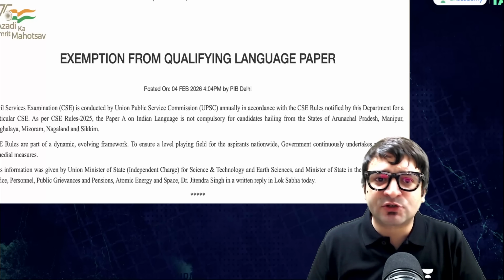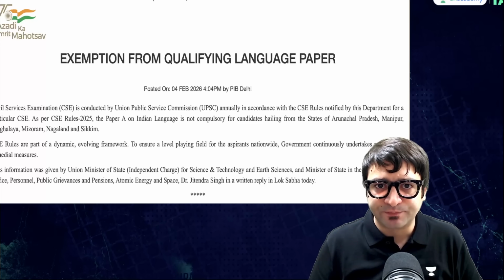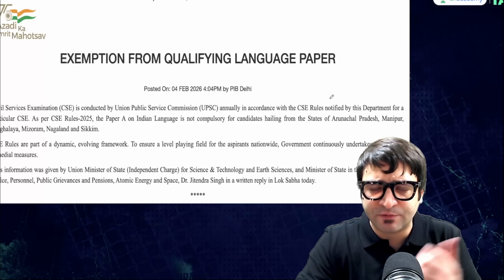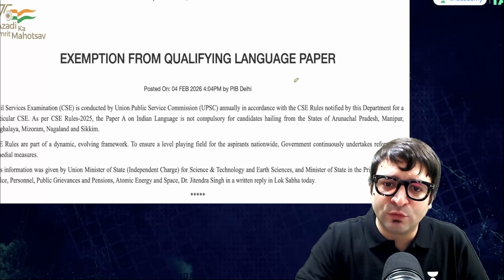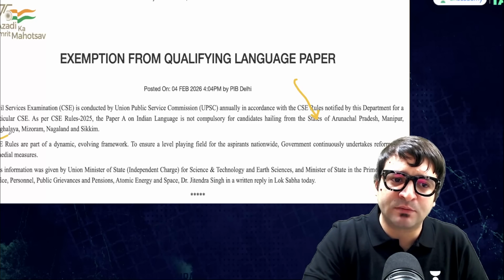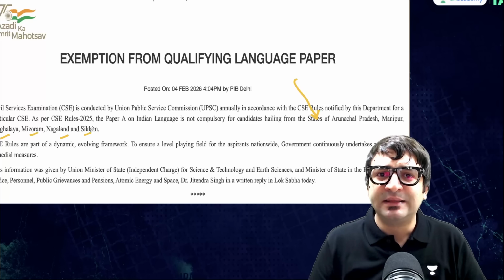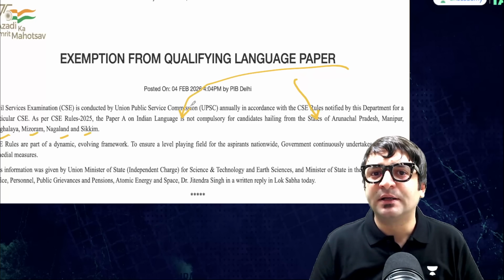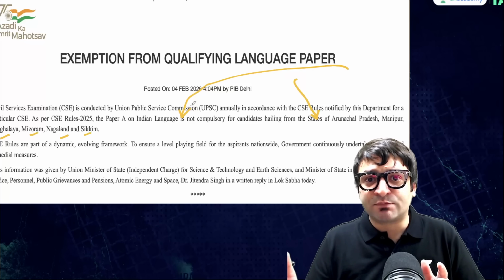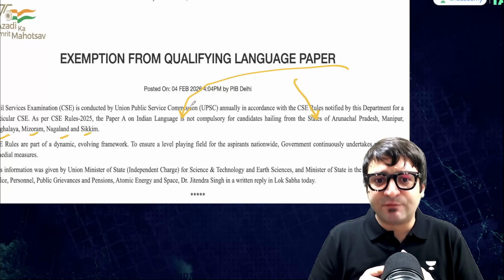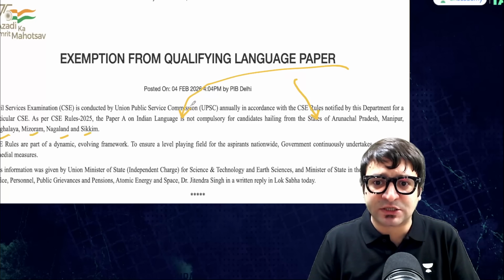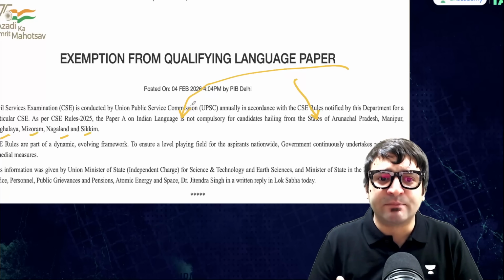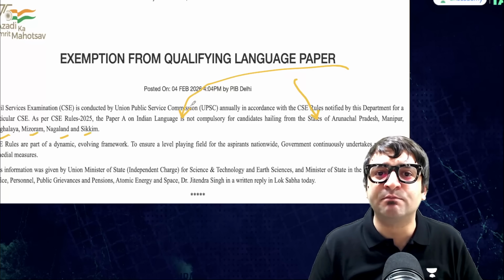Today, the Ministry of Personnel, Public Grievances and Pensions has answered a question in the Parliament, and basis that question, and we were already aware of this, there are some candidates who belong to states such as Arunachal, Manipur, Meghalaya, Mizoram, Nagaland and Sikkim. They are exempted from appearing in the Indian language paper. So Indian language paper, English language paper, these are the two compulsory papers. But if you are a candidate hailing from the states of Arunachal, Manipur, Meghalaya, Mizoram, Nagaland and Sikkim, you don't have to attempt the Indian language paper.